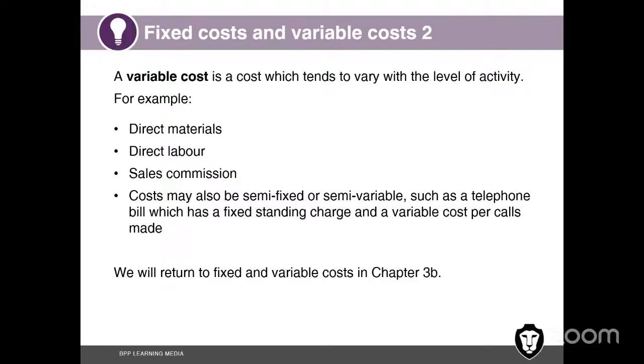Variable cost now, it fluctuates. So variable costs change with the level of activity. So basically you have the direct material, direct labor, and your sales commission, that change with the level of activity.